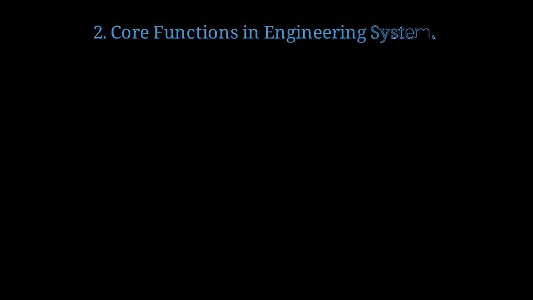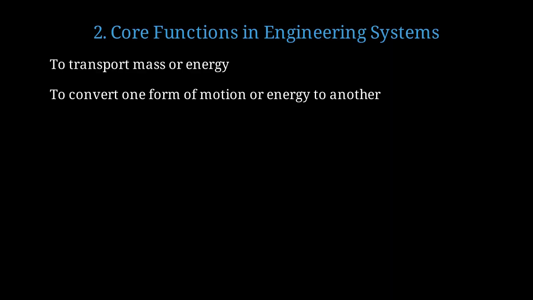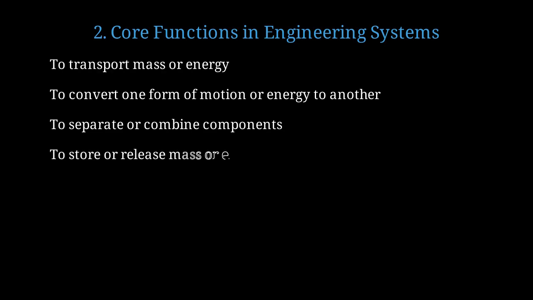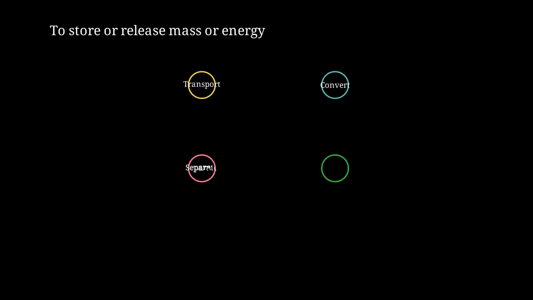Most engineering systems rely on a small set of fundamental functions that appear again and again. First, to transport mass or energy from one location to another. Second, to convert one form of motion or energy into another form. Third, to separate components of a mixture or combine separate streams. Fourth, to store mass or energy temporarily and release it when needed. These four core functions form the building blocks of almost every engineered system you encounter.